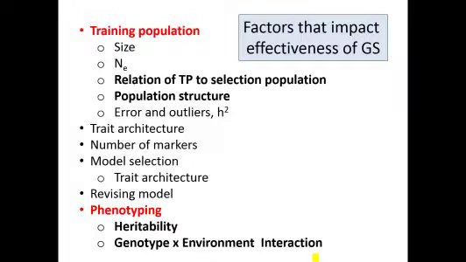Let's talk about the training population. It's very important to have a good size of your training population. You'd like to see the effect of population size, but I won't go into that. You want to consider the relationship of your training population to the individuals you're going to actually do genomic selection in, where you're going to predict their value based solely on genotypes, and the structure of the population, and of course errors, outliers, and really the heritability of your phenotypes.